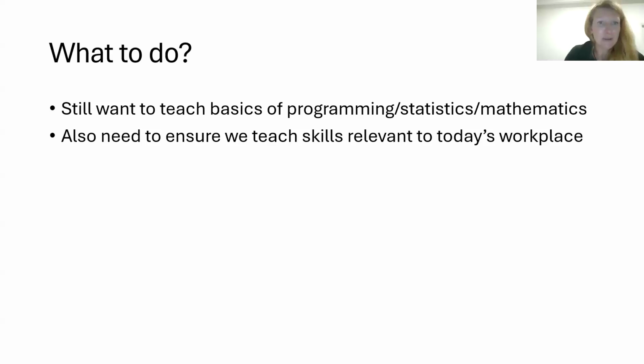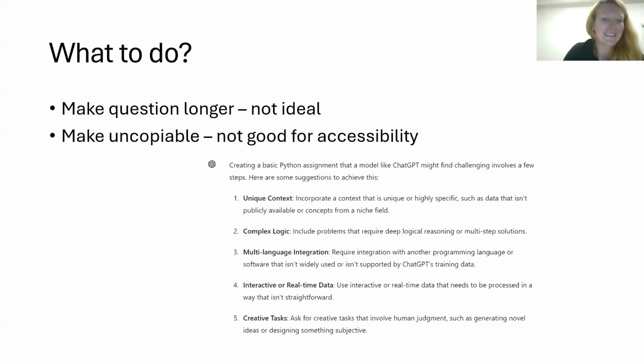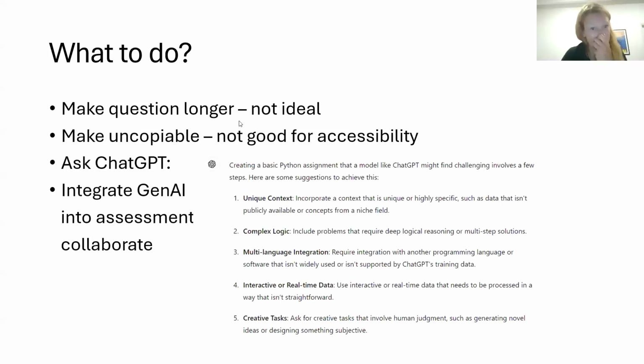So what to do when we still want to teach basic programming, statistics and mathematics, but we also want to teach skills relevant to today's workplace? I asked ChatGPT what to do, and also asked colleagues for other ideas. So these are the ideas, such as making the question longer, which is not ideal, making it more complex, making it uncopyable, which is not good for accessibility.